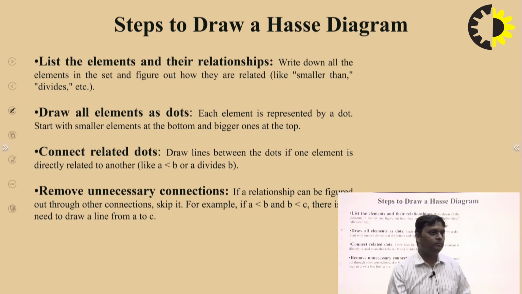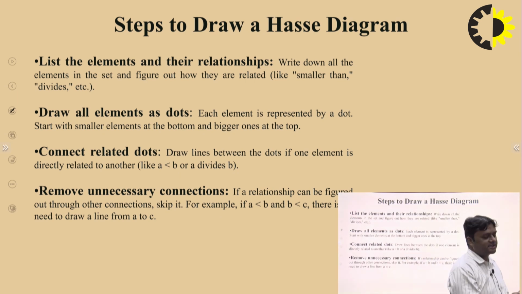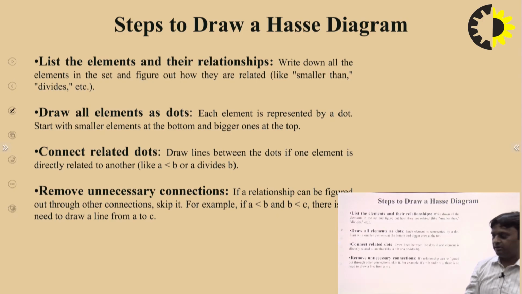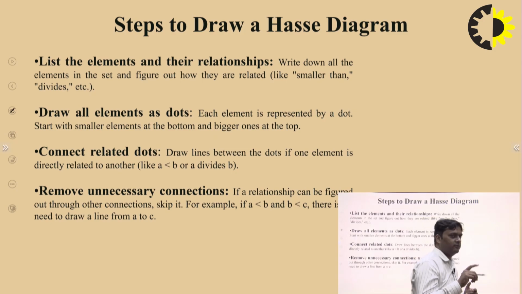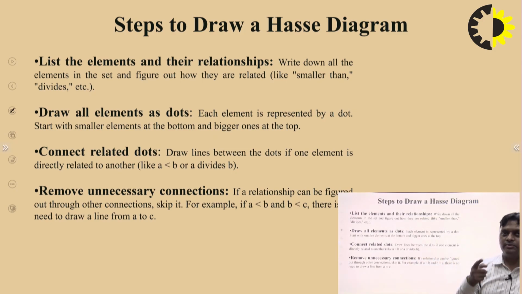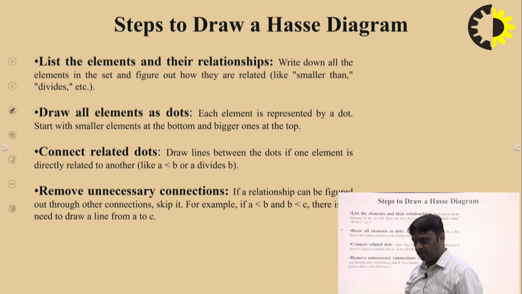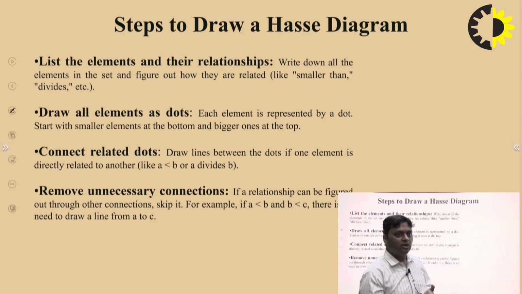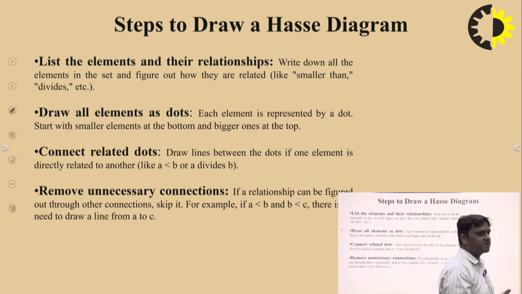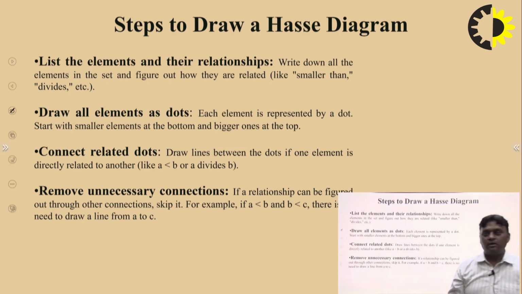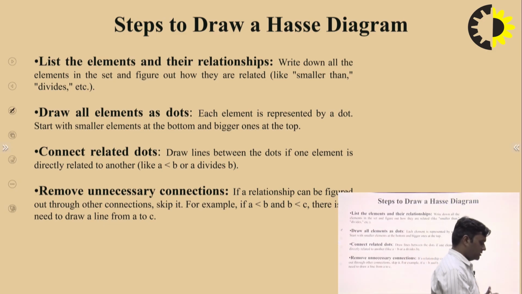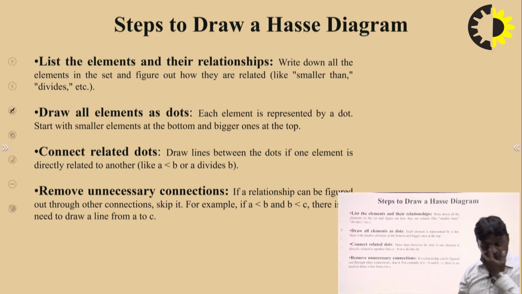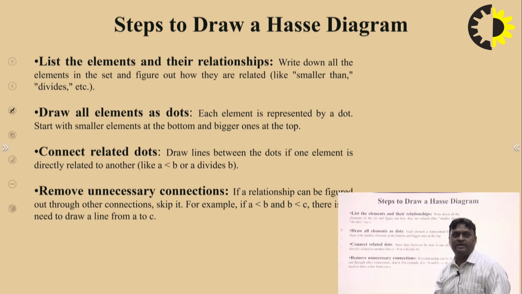Fourth step, remove unnecessary conditions, means if there is a transitive relation, means if there is a relation A comma B there, B comma C there, and A comma C is also present there, then there is no need to draw A comma C. In the fourth step we can say, remove transitive relation.